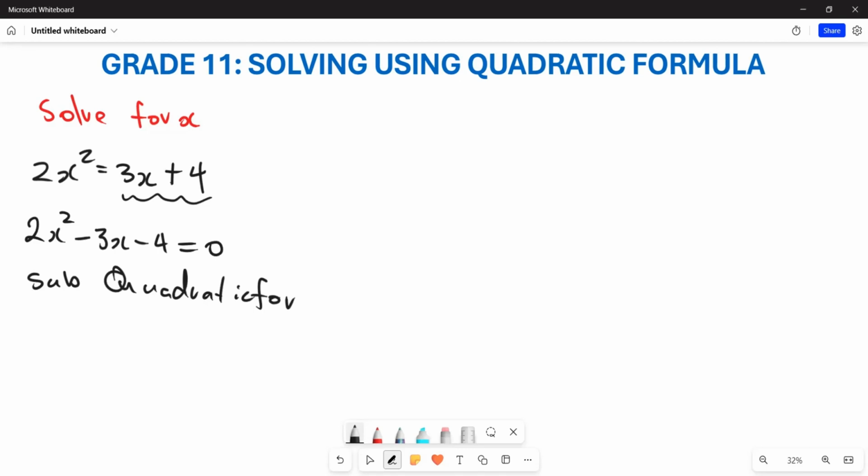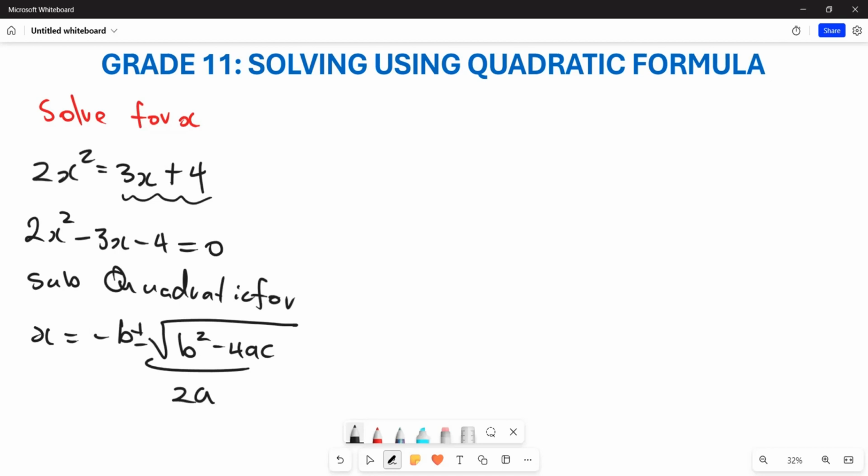Now, if you substitute in our quadratic formula, remember the quadratic formula is given by x is equal to negative b plus or minus the square root of b squared, subtract 4ac, over 2a. Now, from here, what is it that you're going to have? This is going to be the same as x is equal to, now what are your a, b, and c? Remember, here this 2 represents your a, this 3 represents your b, and this negative 4 represents your c.